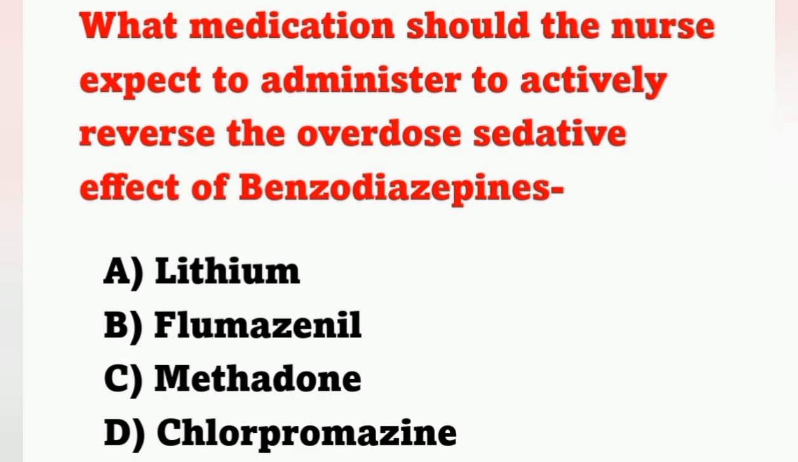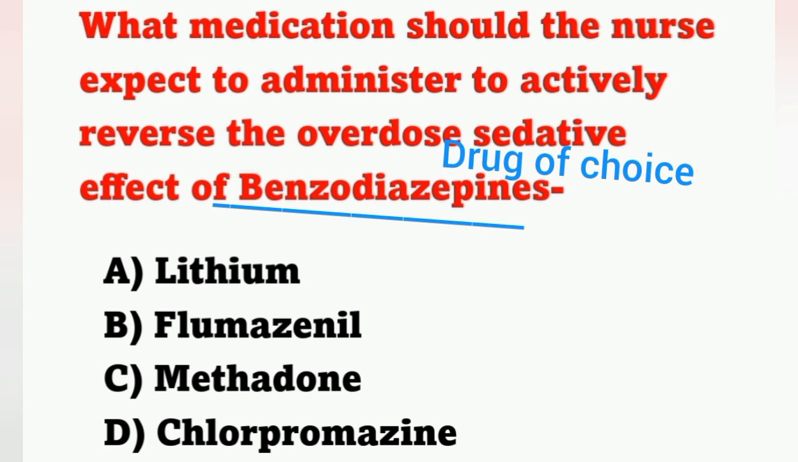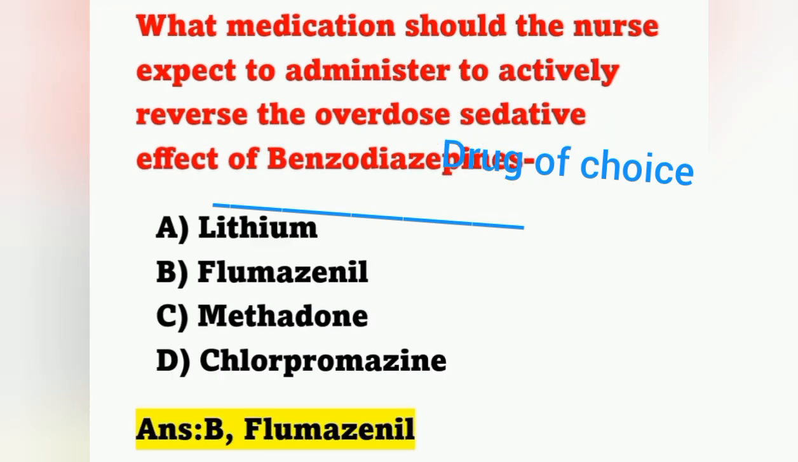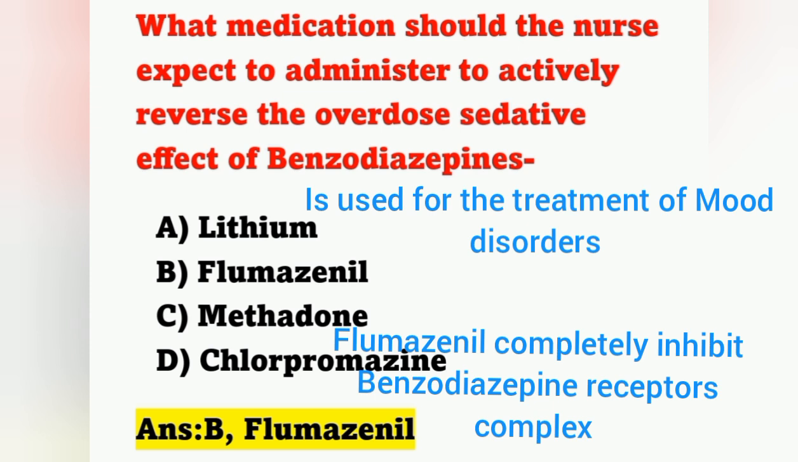Move on to the next question. What medication should the nurse expect to administer to actively reverse the overdose sedative effect of benzodiazepine? Option A lithium, option B flumazenil, option C methadone, option D chlorpromazine. The question is, which is the drug of choice for the overdose sedative effect of benzodiazepine? The correct answer is flumazenil, option B. Flumazenil competitively inhibits the benzodiazepine receptor complex.